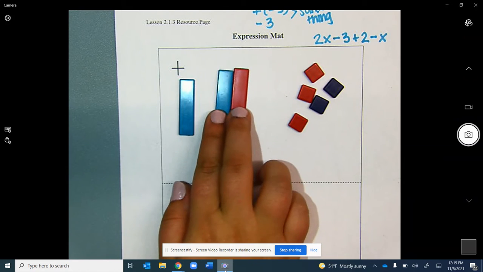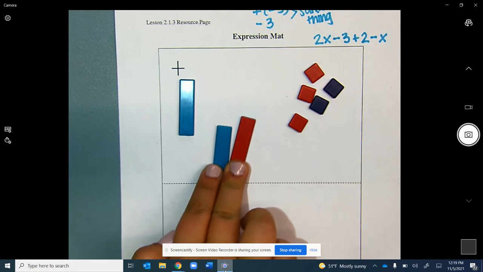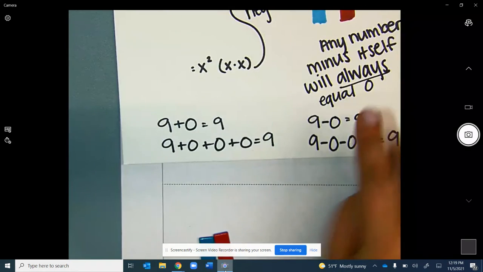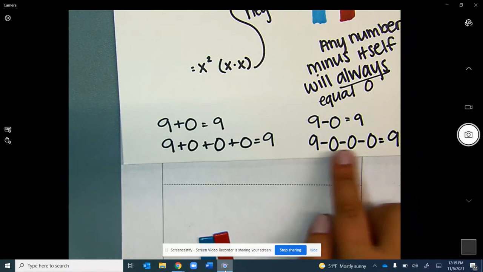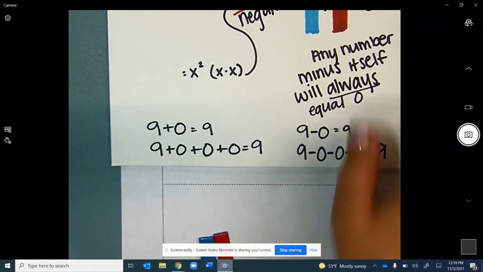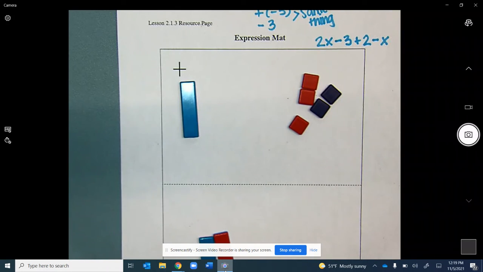But if I subtract 0 from whatever value that is, is it going to change the original value? No, because I'm taking away 0. And like we saw on that last page, I can subtract 0 over here. I can subtract 0 as many times as I want, and it doesn't change what I'm starting with. All right, so what other zeros can I get rid of here?